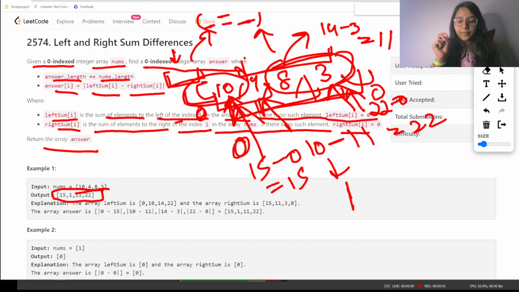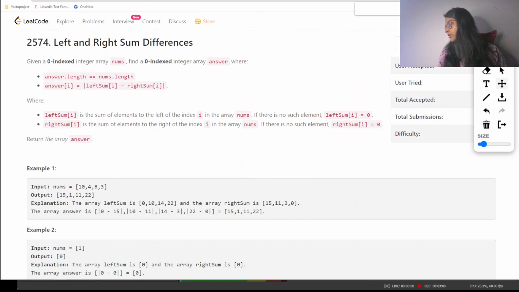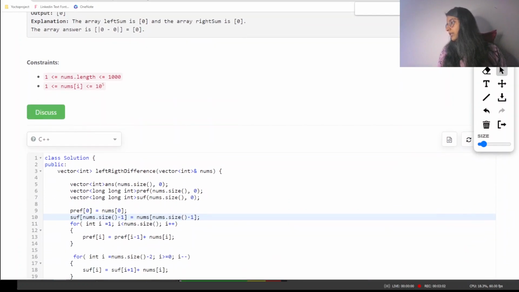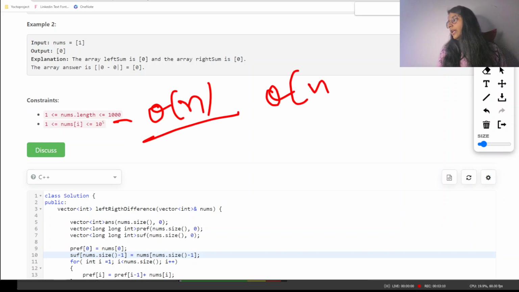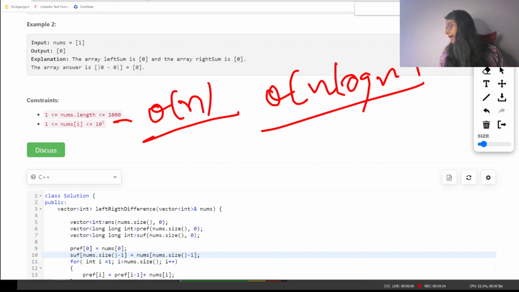So the thing here is that at a particular index, we sum whatever elements are towards the left, sum whatever elements are towards the right, and we are required to subtract them. That's what we are required to do in this question. Like this, we go ahead with each and every element in our input nums. Let us go ahead and check the constraints. The constraints are pretty good, so according to that, an order of n or order of n log n solution would easily work here. So let us go ahead with the coding part.